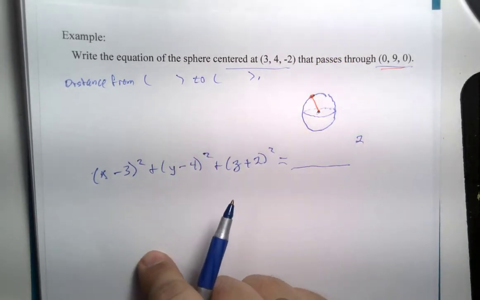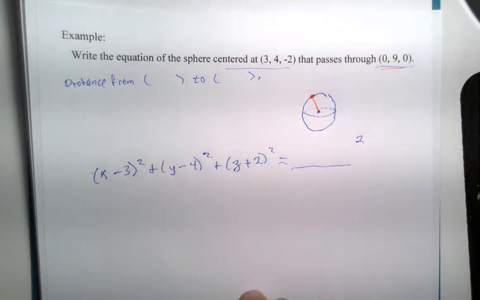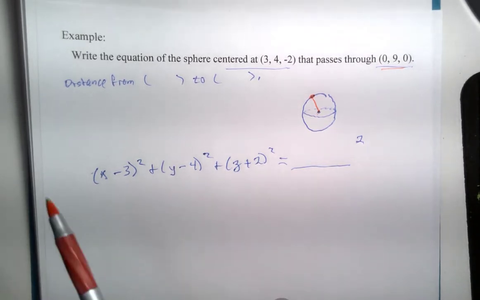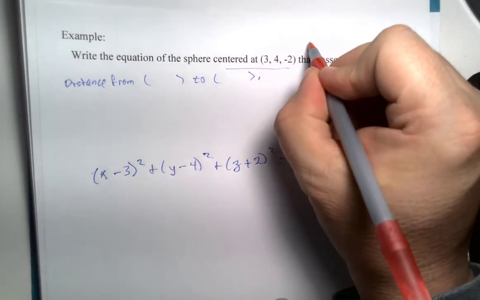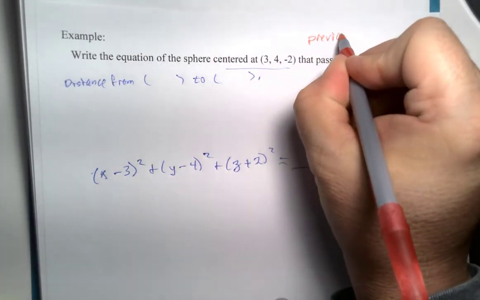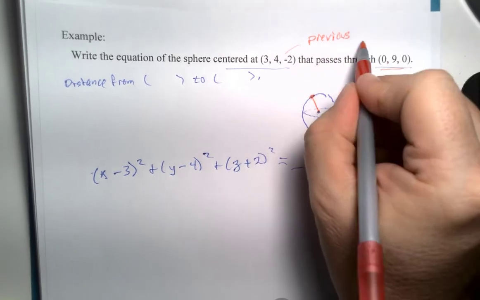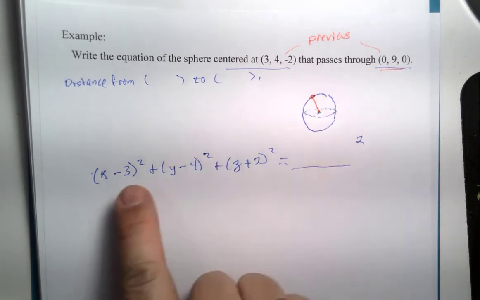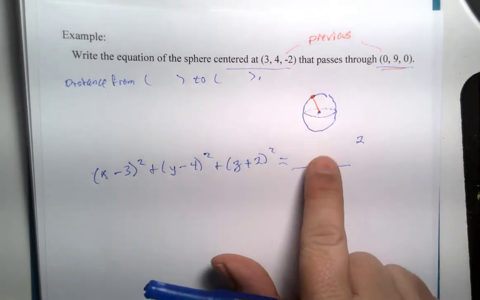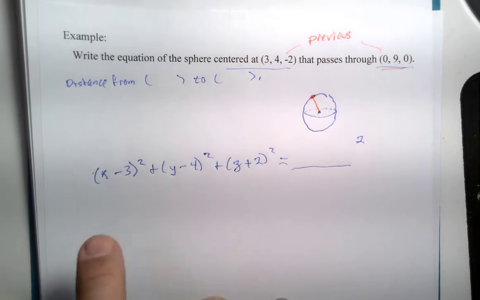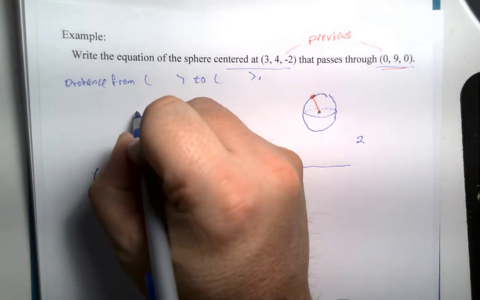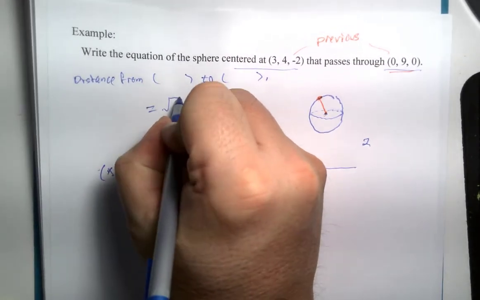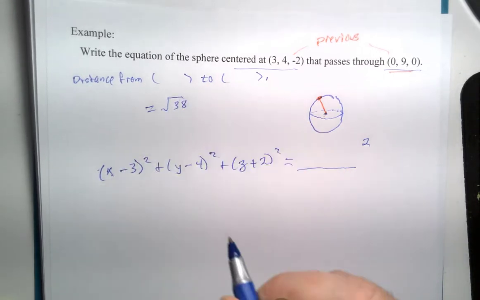And if those coordinates look a little bit familiar to you, well, they should look familiar. This is from before. This is a previous example where we calculated the distance between those. And there's several ways we could do it. We could actually put 0, 9, 0 in here and find the radius that way. But we already have the radius, which was square root of 38.